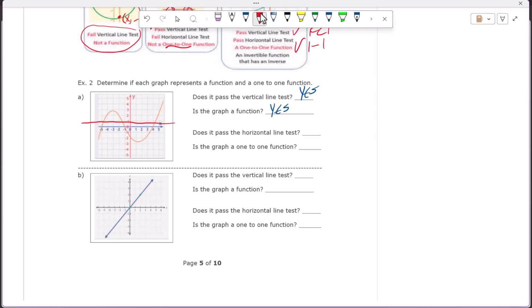Now let's look at whether it passes the horizontal line test. Well, all you got to do is find one place. Notice this horizontal line goes through 2 places, so it does not pass that. So that means this is not one-to-one. This is not a one-to-one function.